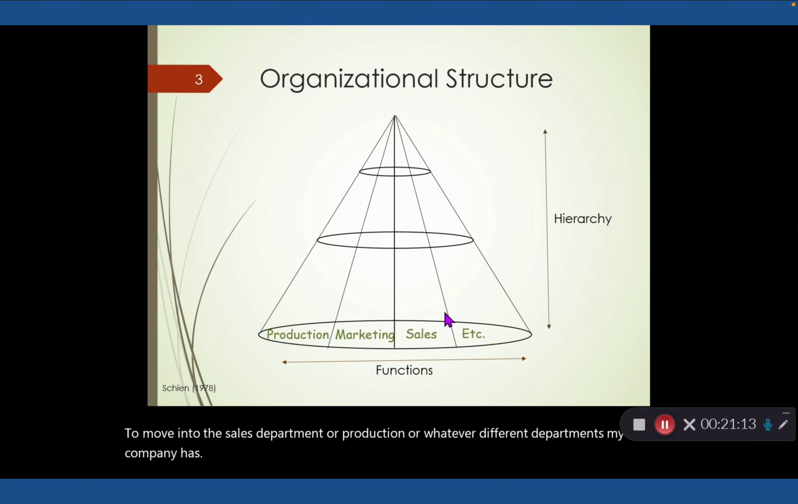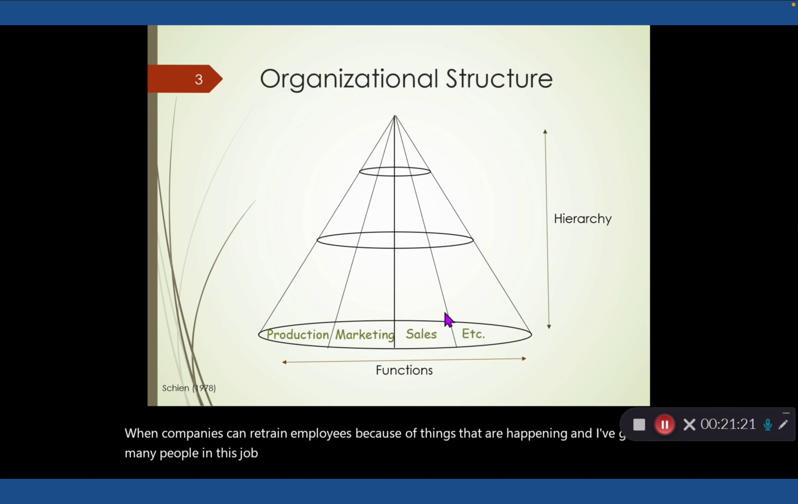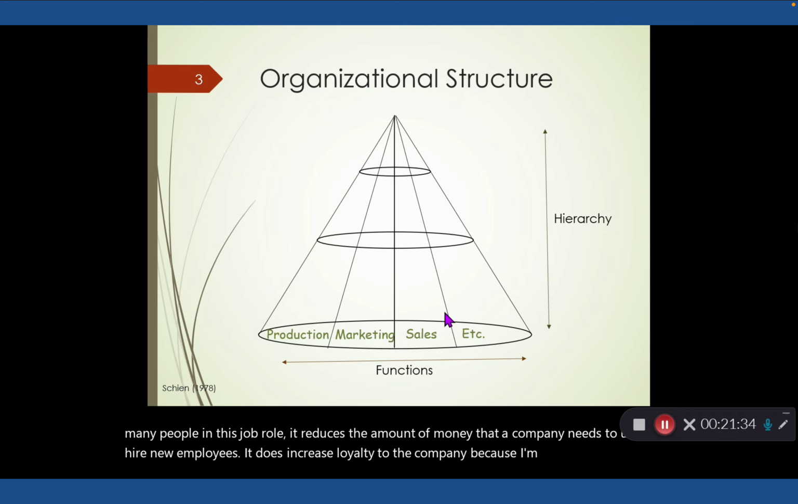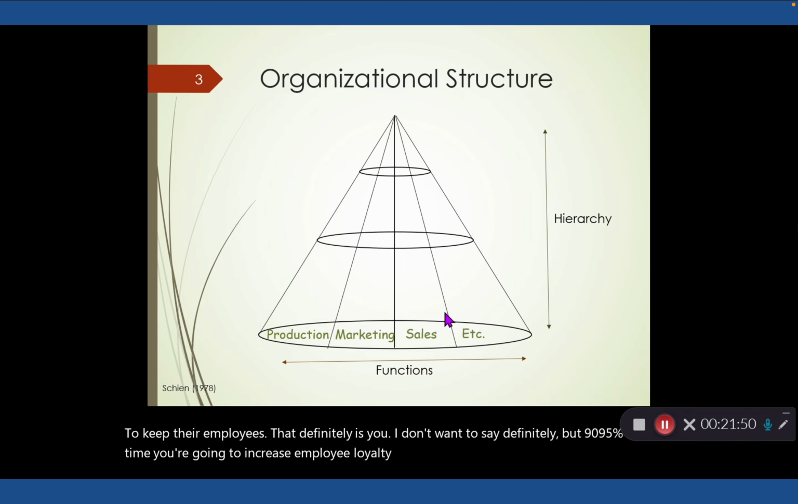When companies can retrain employees because of things that are happening, and I've got too many people in this job role, it reduces the amount of money that a company needs to use to hire new employees. It does increase loyalty to the company because okay, well, the company's doing everything they can to keep their employees. That definitely is, I don't want to say definitely, but 95% of the time, you're going to increase employee loyalty and you also increase customer loyalty. And those things are very good for branding.